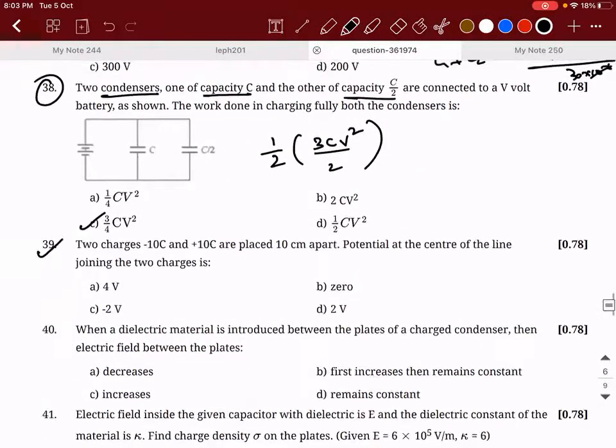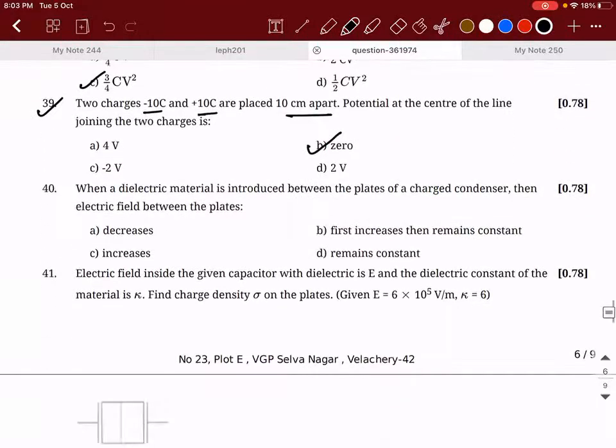Correct. 39. Two charges, minus 10 and plus 10, are 10 centimeter apart. Potential in the center of the line joining the two charges will be. Without even solving, answer. You need not solve. B, zero. This is 0 because, yeah. 40th: When a dielectric material is introduced between the plates of a charged condenser, then the electric field between the plates decreases.